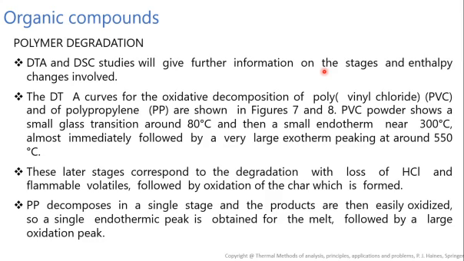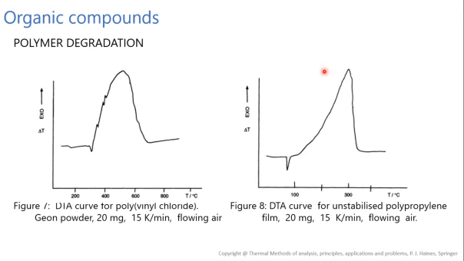These later stages correspond to degradation with the loss of HCl and flammable volatiles, followed by the oxidation of the char which is formed. The polypropylene decomposes in a single stage, and the products are then easily oxidized. A single endothermic peak is obtained for the melt, followed by the large oxidation peak. So look at the figures.